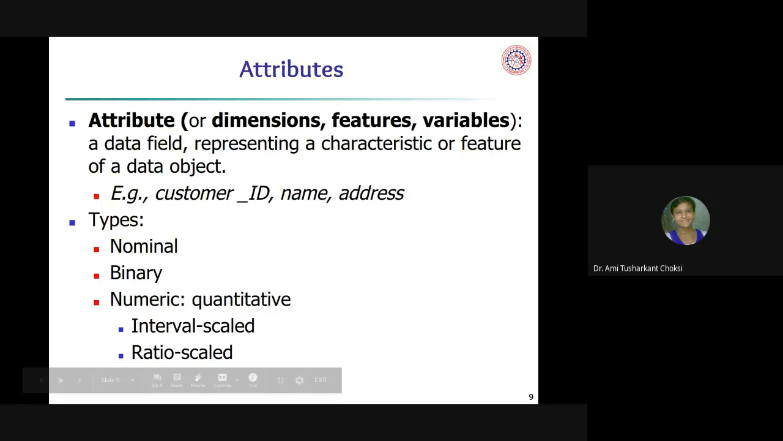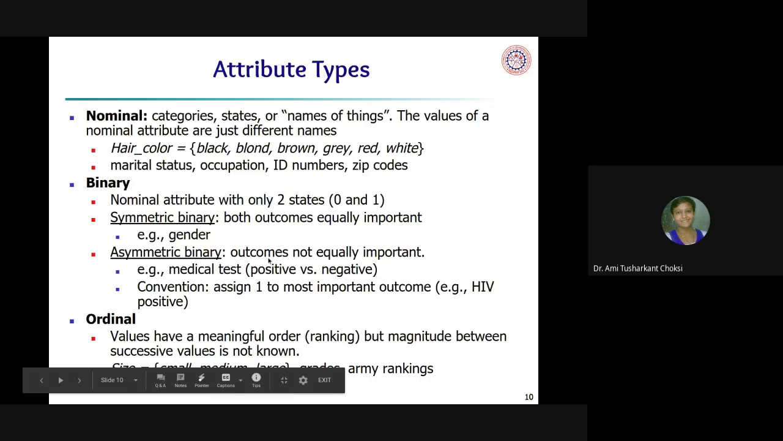So, what are they? The attribute types. Why do we require them? For any particular language, say C, we first see what basic data types are available, isn't it? So here also we try to understand what types of attributes are available, and based on that we can apply a particular algorithm. Fine. So let us see the attribute types.